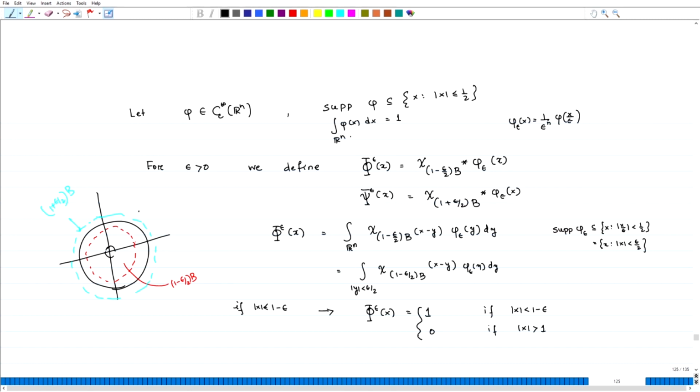With a similar argument, exactly in the same way, psi epsilon of x is equal to 1 if mod x is less than 1, and is equal to 0 if mod x is greater than 1 plus epsilon. If it is greater than 1 plus epsilon, then x minus y is going to lie outside this blue ball. So, this is what one can easily compute.